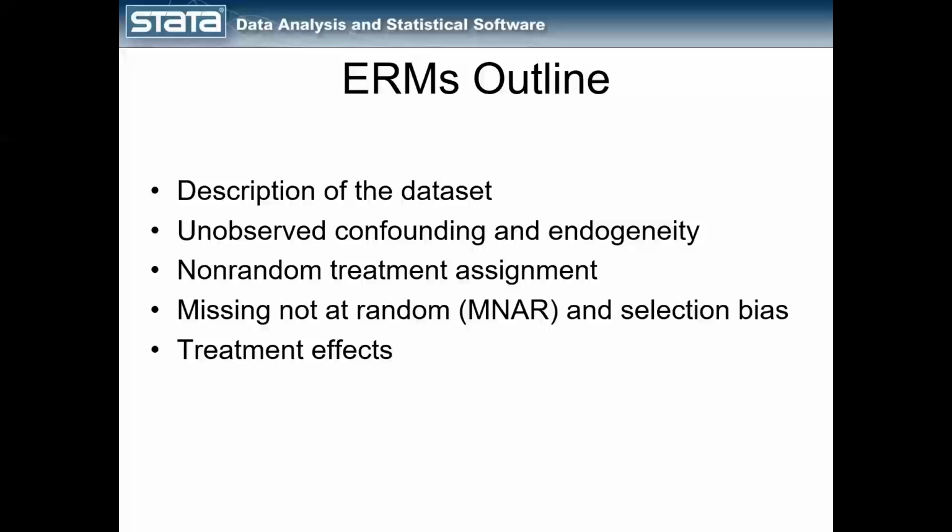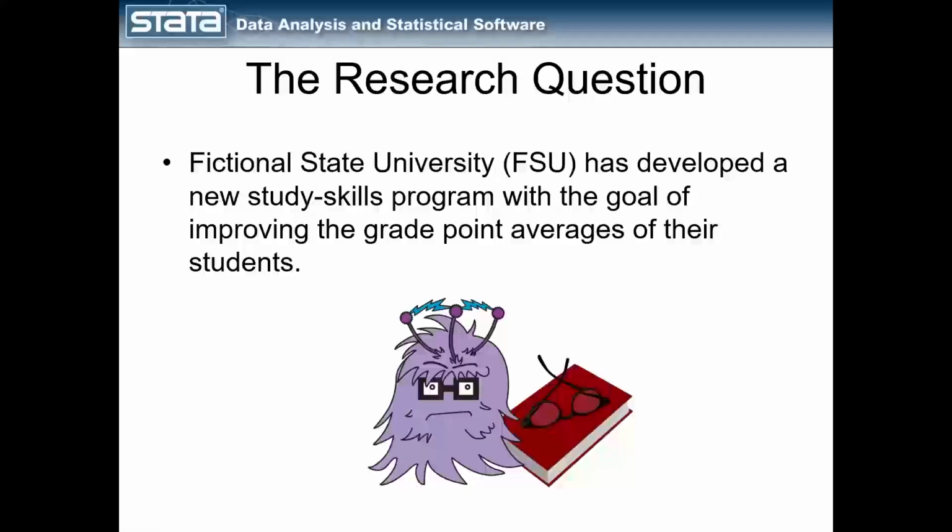So anyway, we're going to start with a review of unobserved confounding and endogeneity. Then we're going to talk about non-random treatment assignment and then data that are missing not at random, which can lead to something called selection bias. And then we'll wrap up and talk about treatment effects.